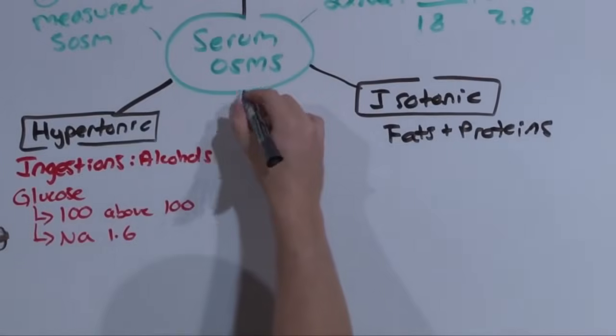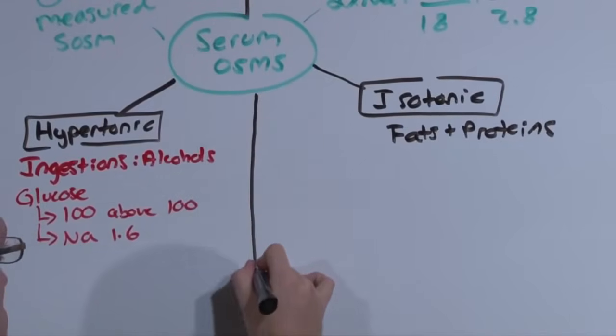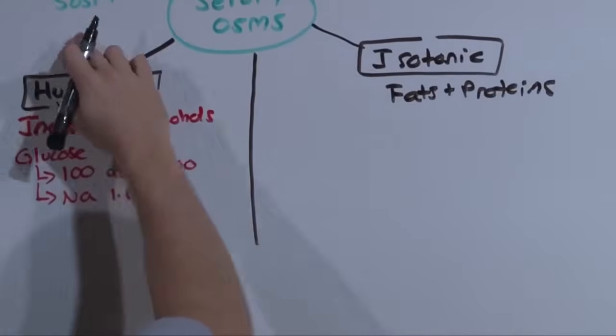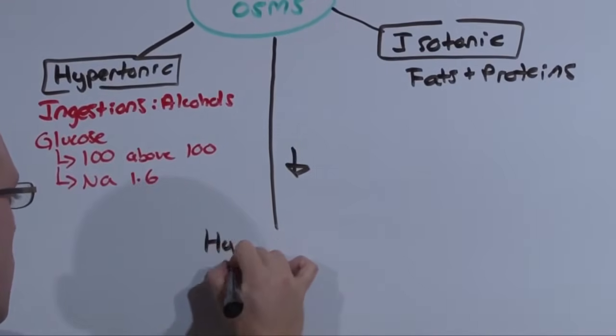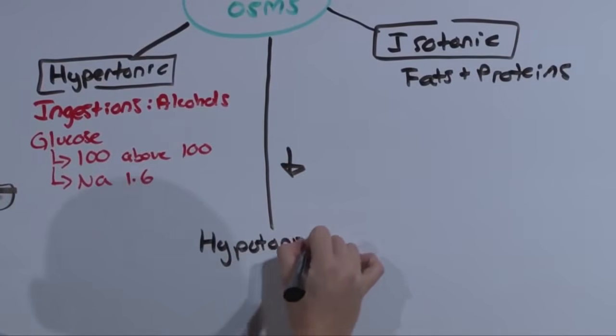The interesting part, and what a lot of people like to jump to, is actually when the measured osms and the serum osms are both low. That is a true hypotonic hyponatremia.